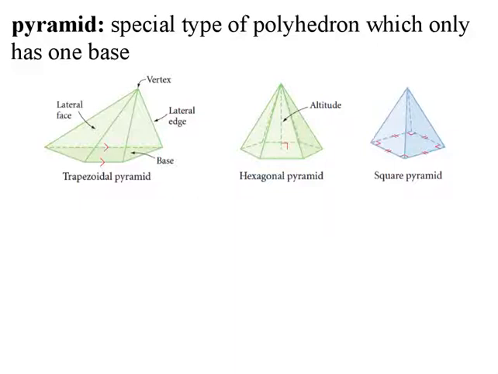So that first one is a trapezoidal pyramid, a hexagonal pyramid, and a square pyramid, based on what shape the base is. Notice you have your vertex, your lateral edge, your lateral faces. Those are all similar to what we've looked at. The vertex is just going to be the tip.